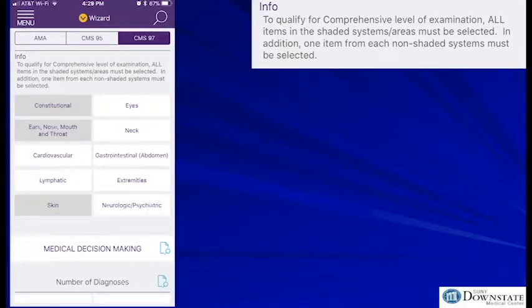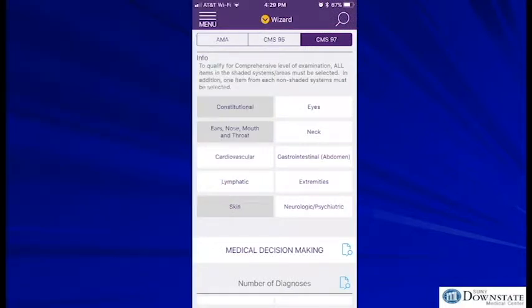And if we look at the information on there, we have a comprehensive level exam that all items in the shaded areas must be selected. In addition, one item from each non-shaded system must be selected. In response to that, just think about this as dermatologists. We're probably not going to be doing comprehensive examinations, but we can do pretty much just below there. So let's take this step by step as the AMA lays it out.